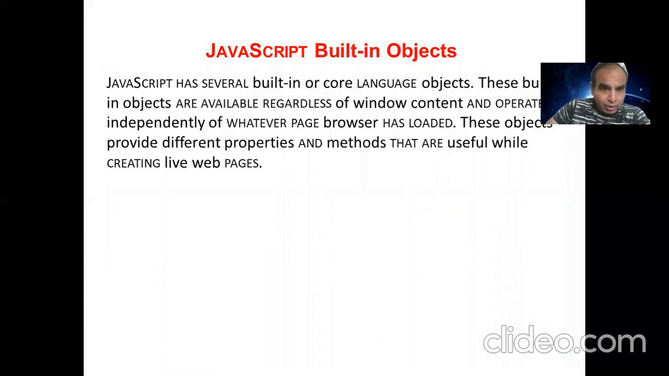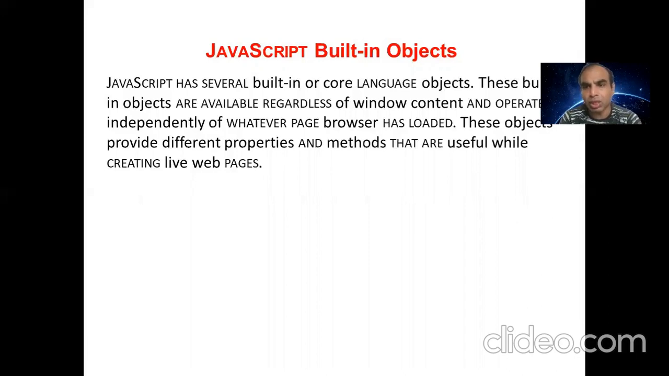JavaScript has several built-in objects. Built-in means inbuilt, objects already existing in the JavaScript language. These are core language objects. These built-in objects are available regardless of window content and operate independently of whether the browser page has loaded. Window content means elements like the button, text box, checkbox and radio button, which we use independently. These objects provide different properties and methods that are useful while creating live, interactive web pages.